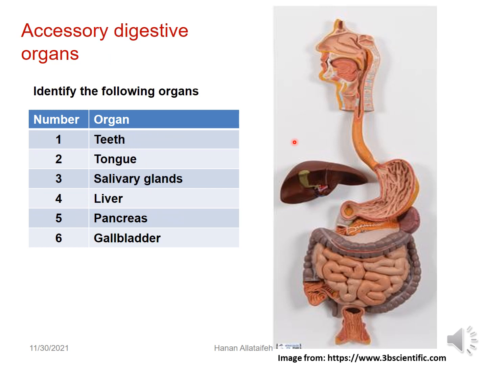Now the accessory digestive organs include the following. We have teeth here inside the oral cavity. We have the tongue. We have major salivary glands that are not appearing here actually. We have the liver, the largest gland in the body and the second largest organ, the largest internal organ. We have the gallbladder and the pancreas here.